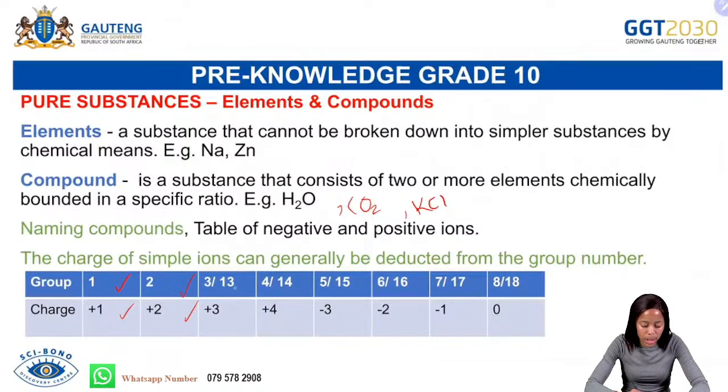And then group number 3 on the periodic table has +3. Group number 4 or 14 has +4 there. Group number 5 or 15 has -3. 6 or 16 has -2. 7 or 17 -1. And then group number 8 or 18 will have a charge of 0.